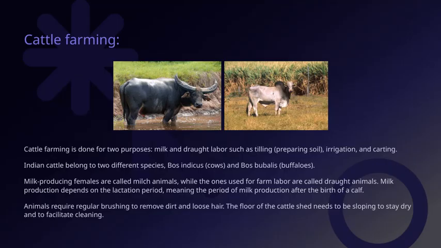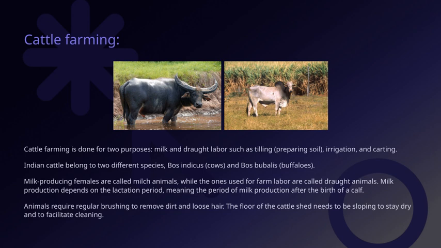Cattle farming serves two main purposes that are quite vital in our agricultural system. Firstly, it provides us with milk, which is a staple in many diets, and secondly, it offers draft labor, which includes activities like tilling the soil, irrigation, and carting. These functions highlight how cattle are integrated into our farming practices, supporting both food production and labor needs.